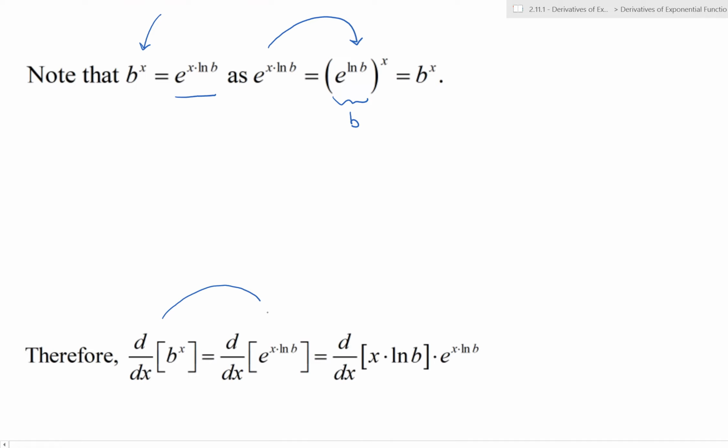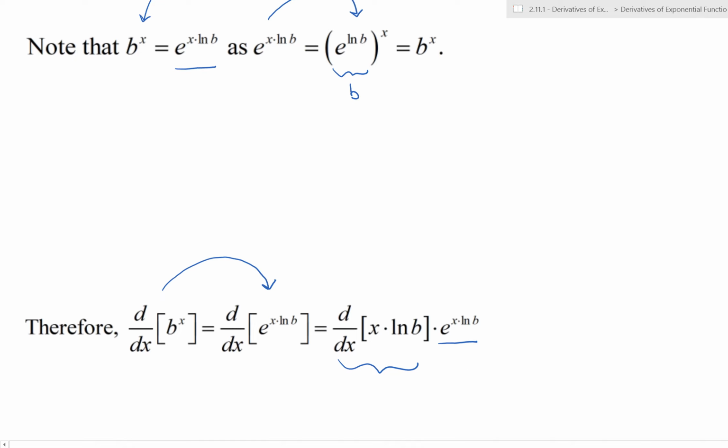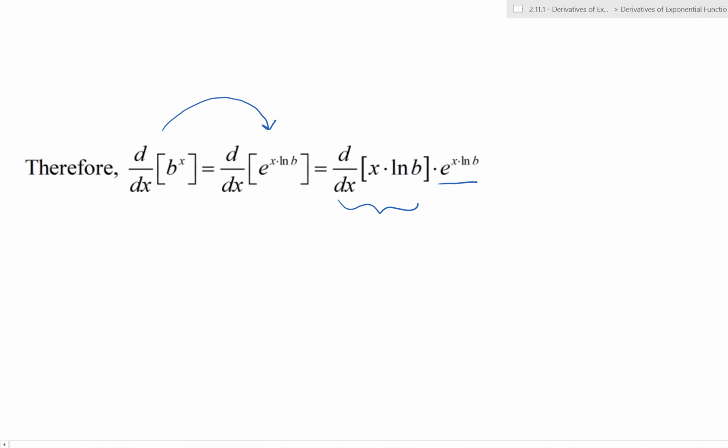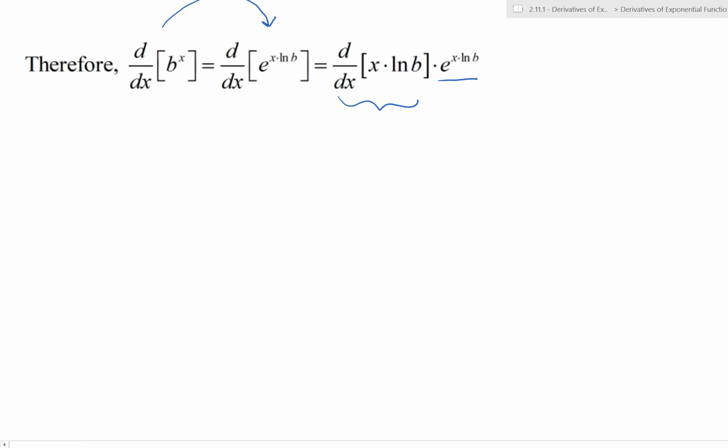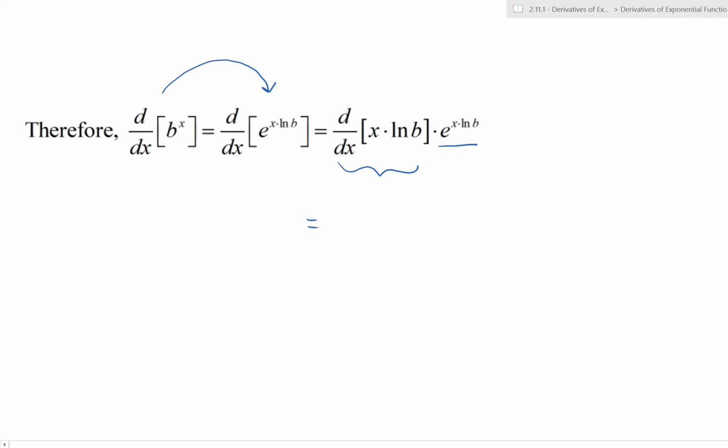If I want to differentiate b to the x with respect to x, that is the same as differentiating e to the power of x times the natural log of b with respect to x. And that's a chain rule, e to a function power. The chain rule says: take the derivative of that function power, the derivative of x times the natural log of b with respect to x, times e to that power. The derivative with respect to x of x times the natural log of b is just the natural log of b.